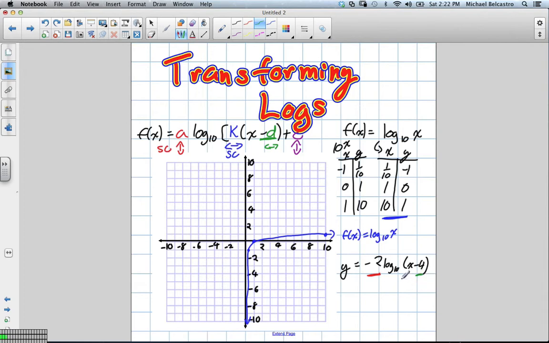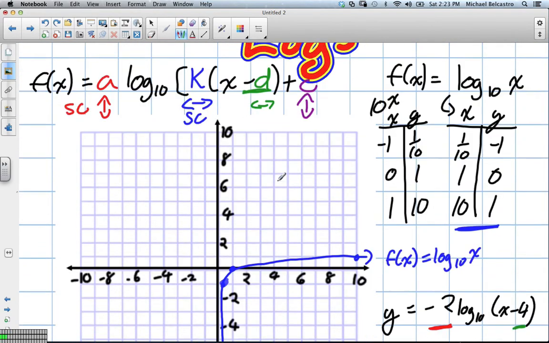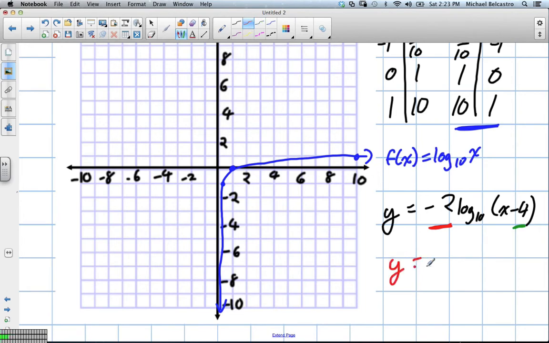Let's go about stretching this first. If we're going to stretch this, our y values are going to be multiplied by our value of -2. So let's affect our major y values. These are the two we have. We'll do this in red. The first transformation will just focus on y equals -2 log base 10, and then we'll actually move it after.